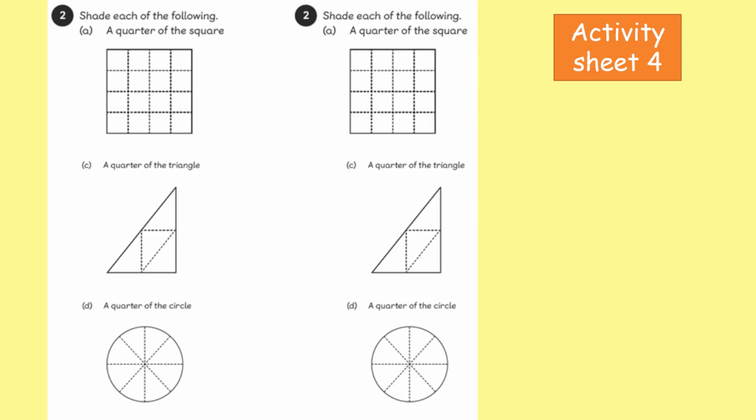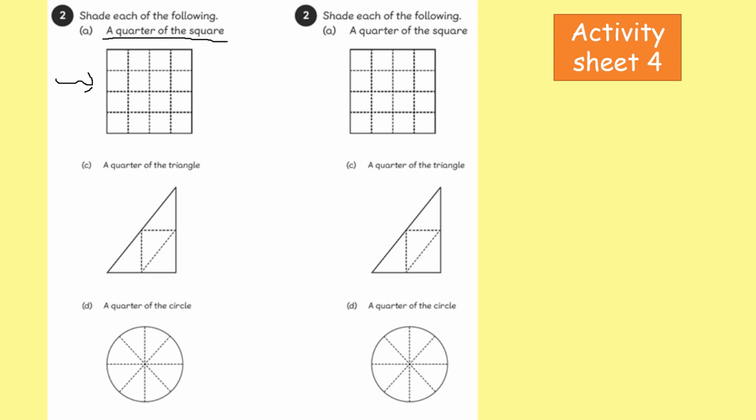Okay, guys, so this is activity sheet 4. Okay, and if you can print this out, you can have a go at doing this activity, maybe with an adult, or have a go independently if you can read it. Okay, and it says on the questions you need to shade a quarter of each shape. So for this one here, this shape is a square, and we need to shade 1/4 of the square.